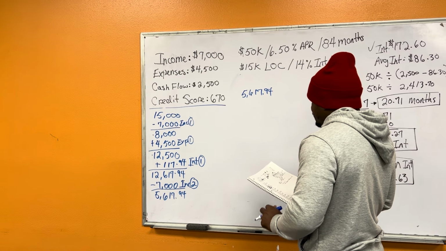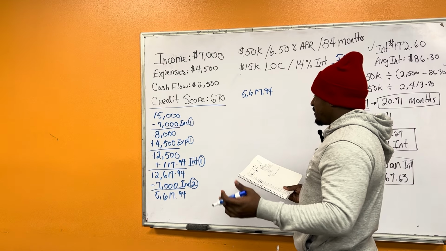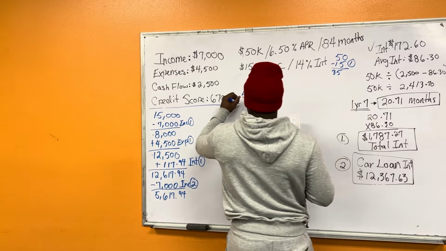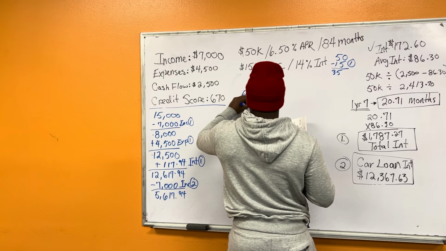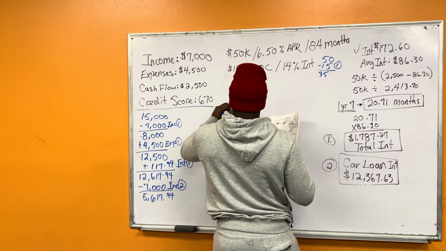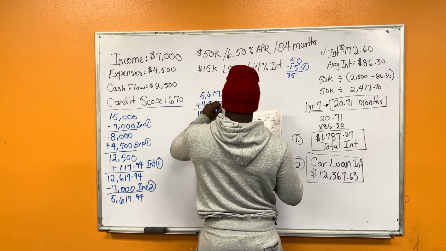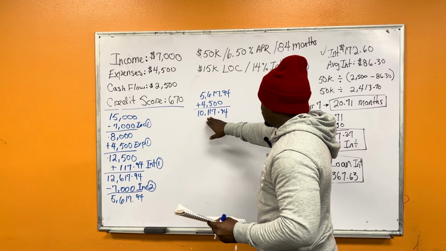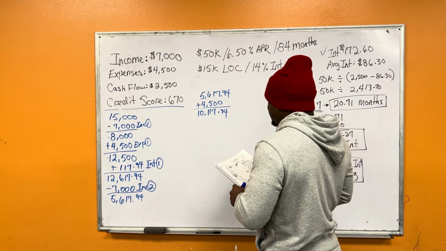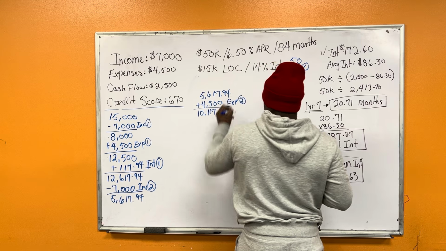Okay. So now we got to do our expenses. We got to take the expenses out, right? Which raises our balance back up. So now we do 4,500 as our expenses, like always, and that takes our balance up to $10,117.94, right? So that is expenses for month number 2.